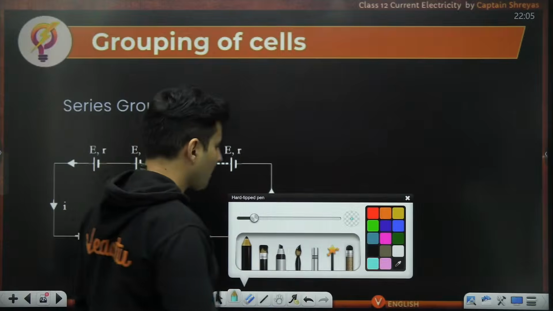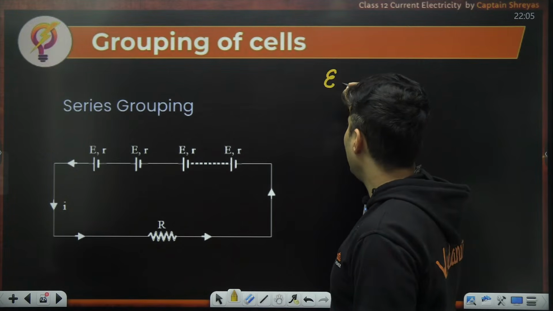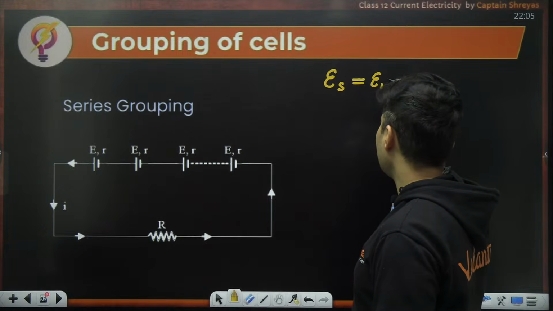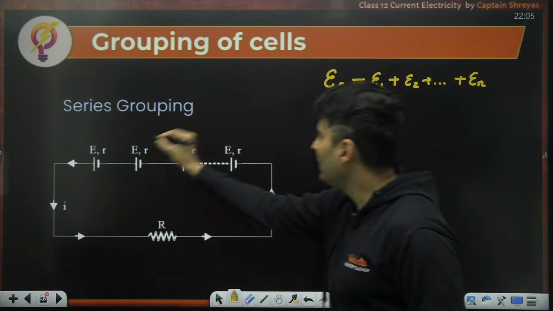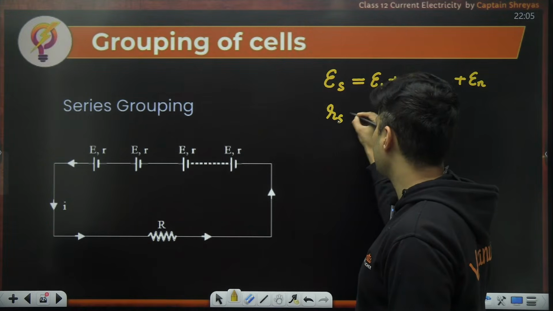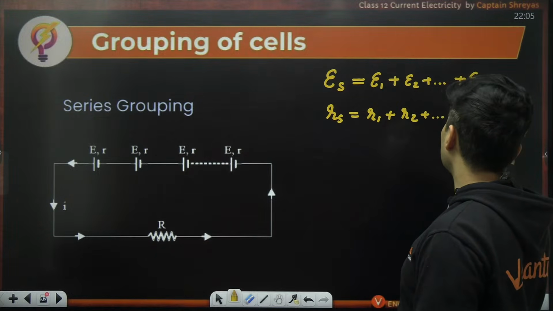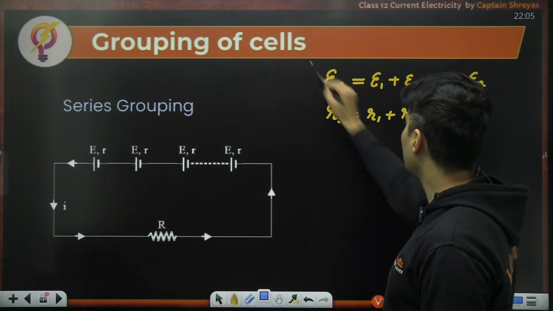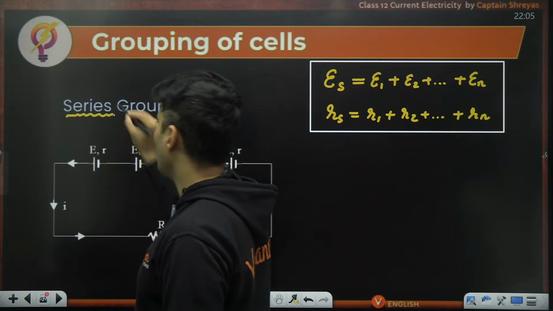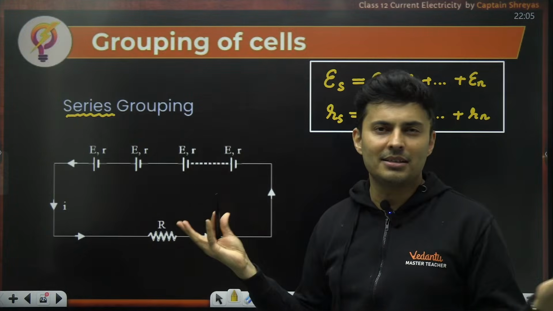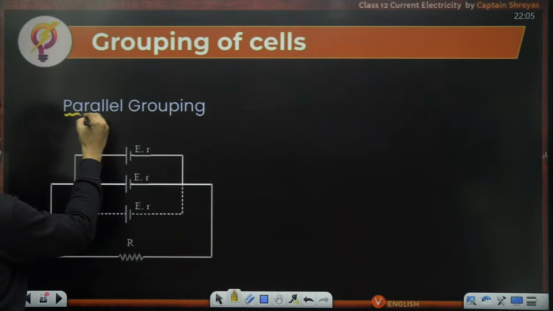So in the series grouping, when you combine all these cells into one single cell, the equivalent EMF is just E1 plus E2 plus like that till En, and the equivalent internal resistance is simply R1 plus R2 like that till Rn. Very, very straightforward. So this is when it is in series combination. Just add the EMFs or add the resistance. That's it. Nothing great.